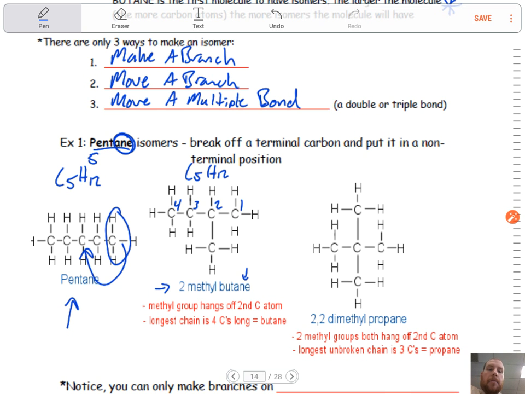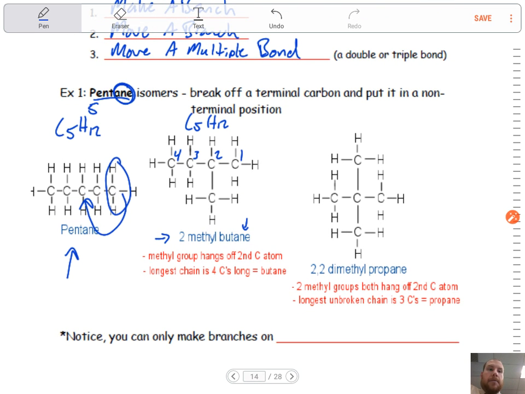All right, for pentane, there's another possible piece that we could have done, and that's this guy here. We could have made 2 branches. So we could have moved not only this guy on the end, we could have also moved the other end guy onto that middle carbon as well. And that's what they've done in this example.